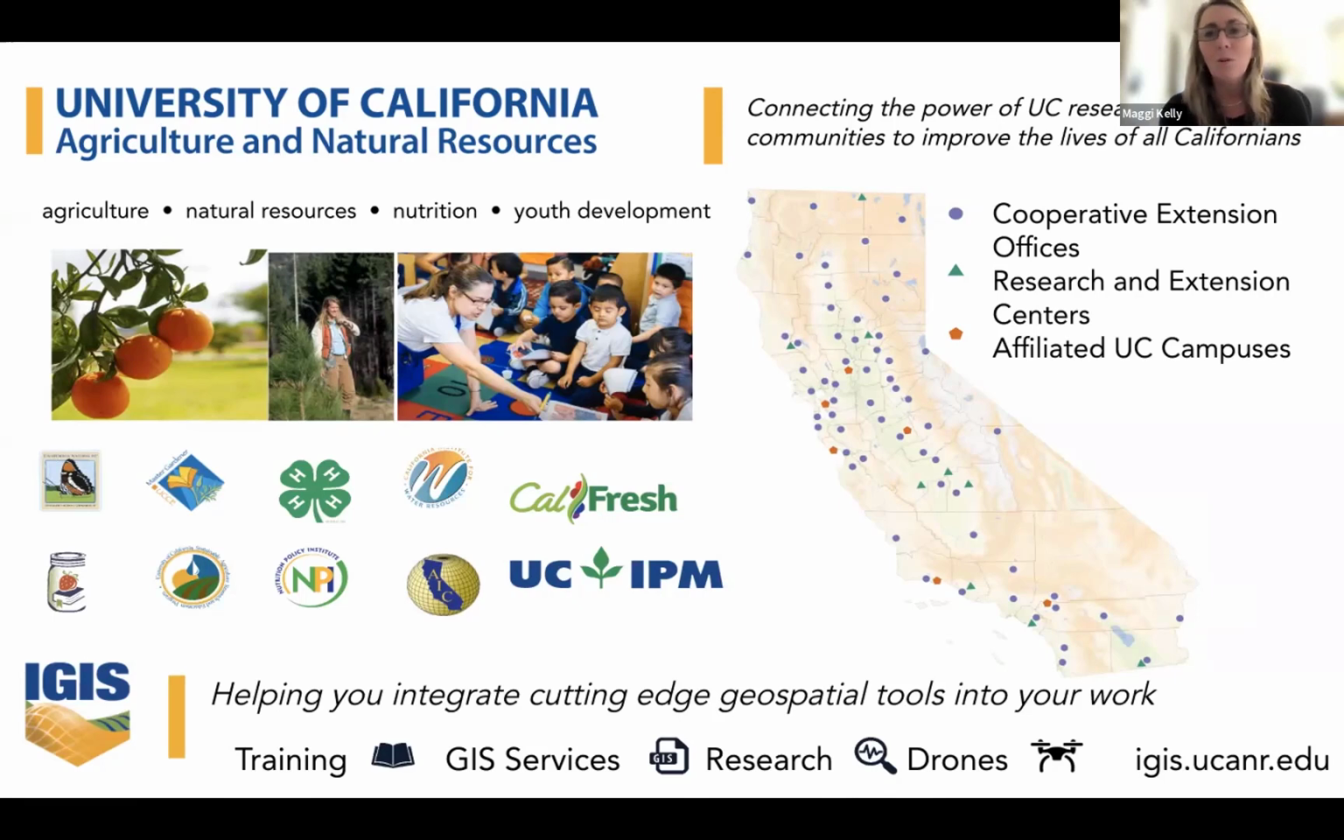And we do this through a whole range of things. And one way we do this is through statewide programs. And some of you might have heard of things like CalFresh or 4-H or California Naturalists or UC Integrated Pest Management Program. These are all statewide programs run by UCANR. And one of those statewide programs, a small one, is called IGIS, Informatics and GIS program. And that's the one that I run, and that's the one that Sean and Andy and Robert and Shane are part of. And that's who is bringing this workshop to you today.